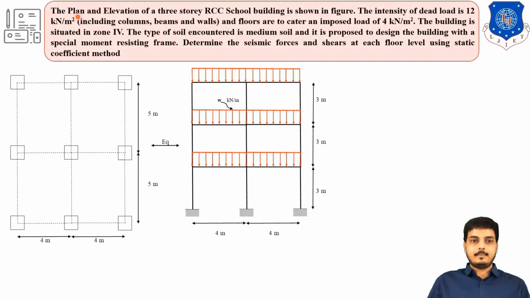Given the plan and elevation of a 3-story RCC school building as shown in the figure. The intensity of dead load is 12 kN per meter square, which includes columns, beams and walls, and floors are to cater an imposed load, which is nothing but a live load of 4 kN per meter square. The building is situated in zone 4. The type of soil is medium, and it is proposed to design the building with a special moment resisting frame. Determine the seismic forces and shears at each floor level using the static coefficient method.